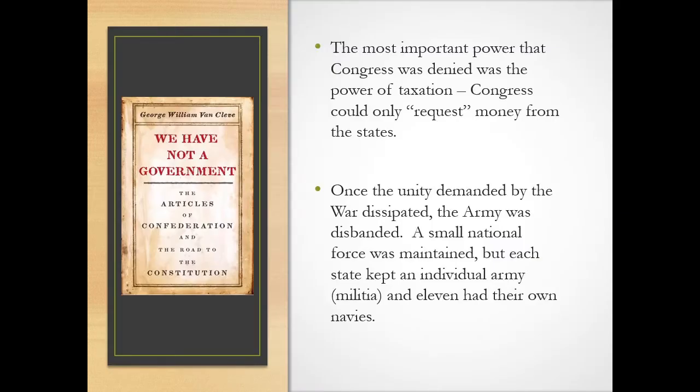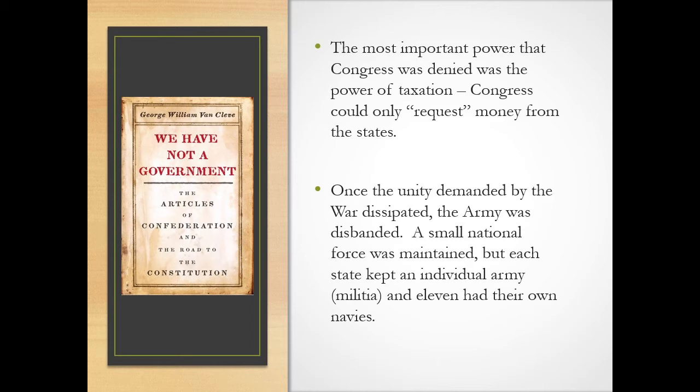The most important power that was denied the central government or Congress was the power of taxation. Anybody remember the golden rule? That you have the gold, make the rules, right? And so if Congress didn't have the power to tax, if they had to go hat in hand to the states to support the central effort, and the states were broke, that voluntary contribution to the central government was often lacking or not forthcoming. So Congress was often going hat in hand, begging for money, and the money wasn't coming. They didn't have the power to tax.